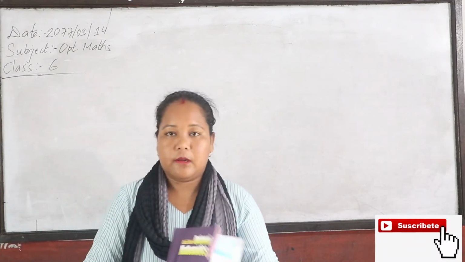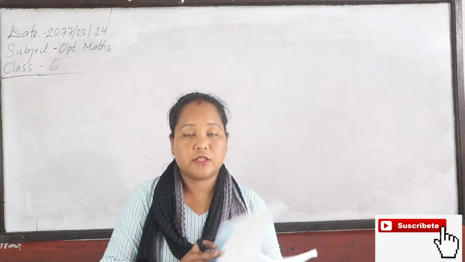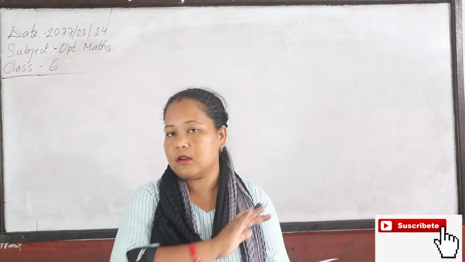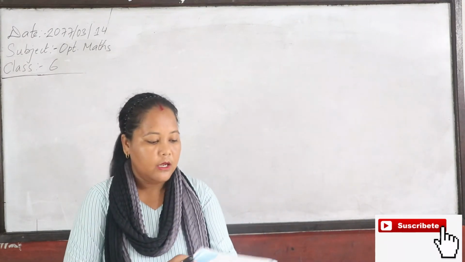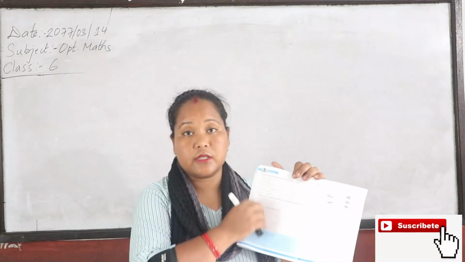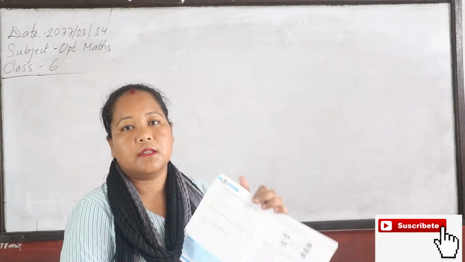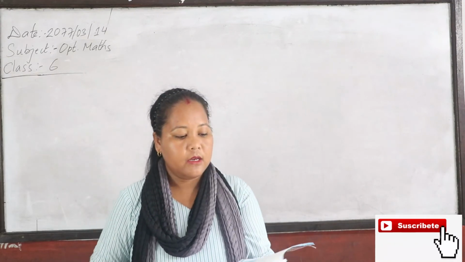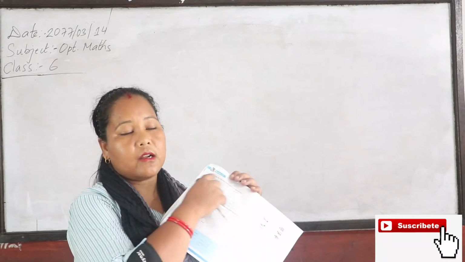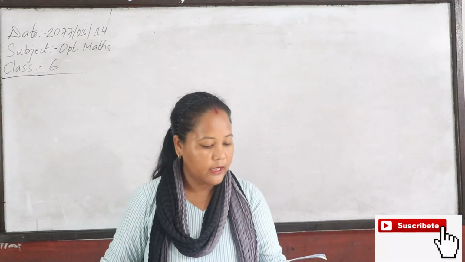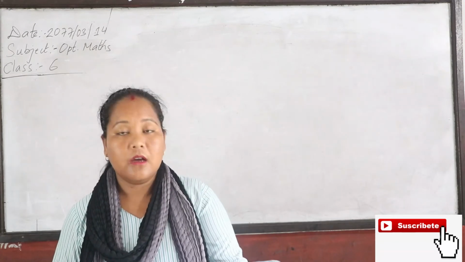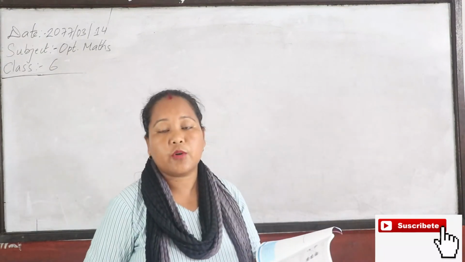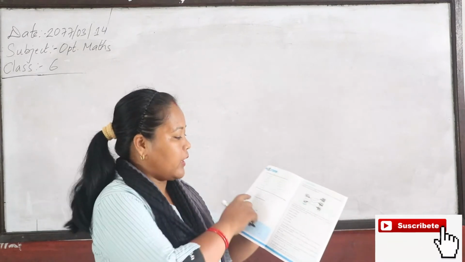Optional math is new for you, so just try it. Order pair, the first topic, is not hard, it is very easy. In the exercise there are also easy questions, but if you have any confusion, you can ask me through our messenger. So question number one: you have to find out whether the order pairs are equal or not. In question number two, two order pairs are given as equal. The question already says these two order pairs are equal, and with the help of that clue, you have to find out the value.